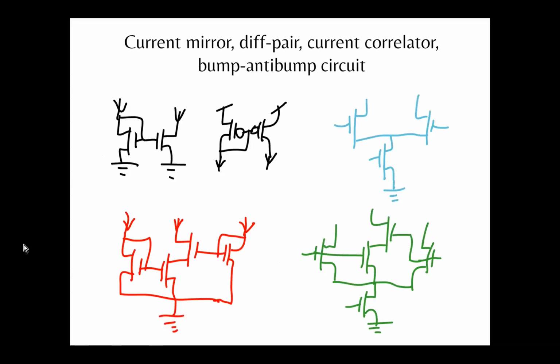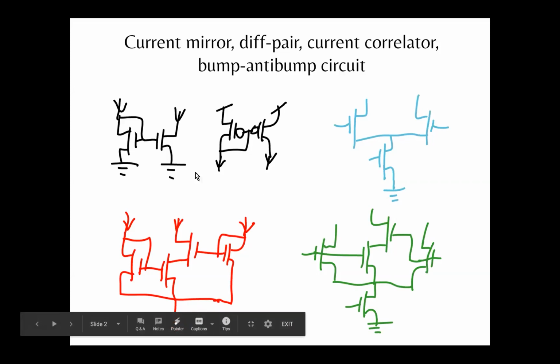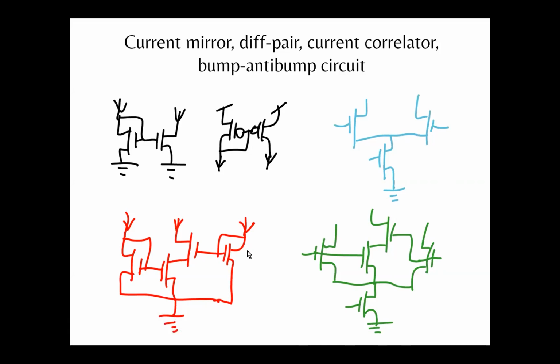Okay. So here you see a small zoology of the circuits. You see, for example, the current mirror circuits, the differential pair, and then below you see the current correlator and the bump anti-bump circuits. And so we're going to learn how we can design such circuits and also the transfer function of the circuits themselves.